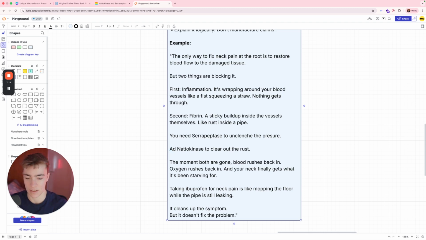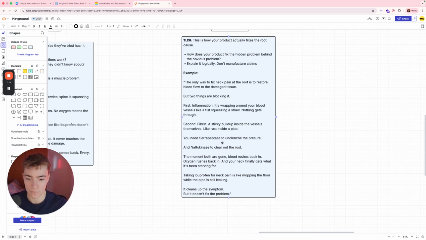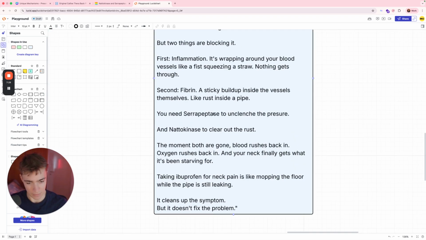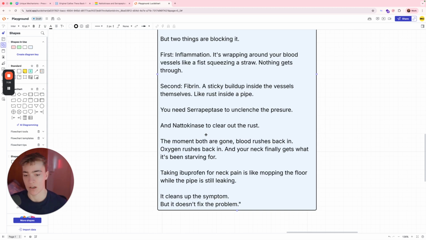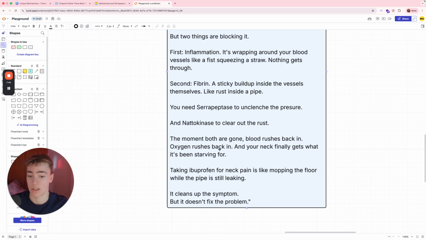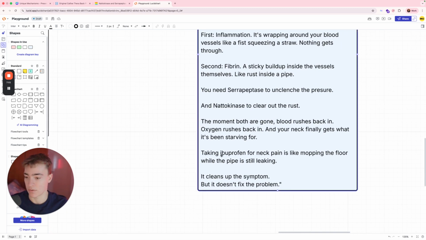And now you can see there's a nice logic chain about how this unique mechanism behind the solution solved this problem. So you need serotepsis to unleash the pressure and atokinesis to clear the rust. The moment both are gone, blood rushes back in, oxygen rushes back in, and your neck finally gets what it's been starving for. Taking ibuprofen for neck pain is like mopping the floor while the pipe is leaking. It cleans up the symptom, but it doesn't fix the problem.